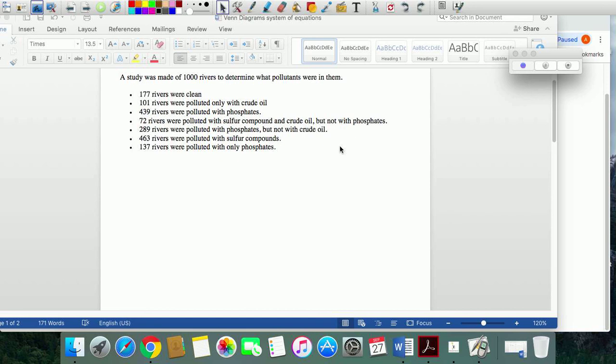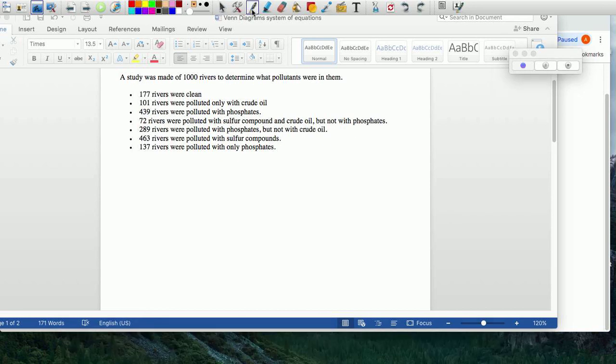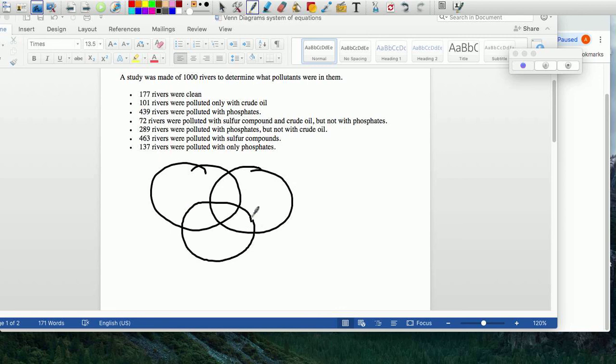So let's get to this, because I'm pretty sure you're all dying for this. 1 egg, 2 eggs. Oh, actually, that was not that bad. 3 eggs. Let's label this crude oil, phosphates, and sulfur. So a bunch of rivers are polluted with these three pollutants.